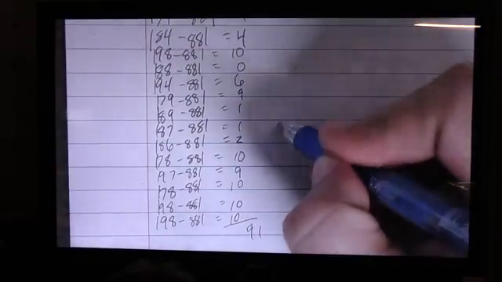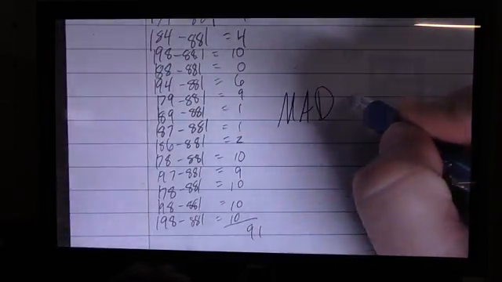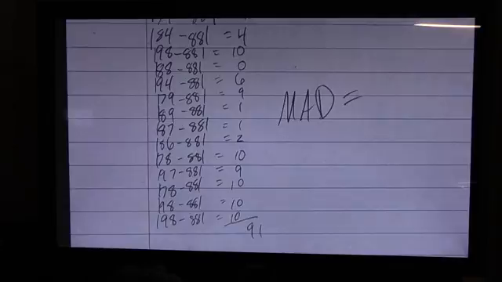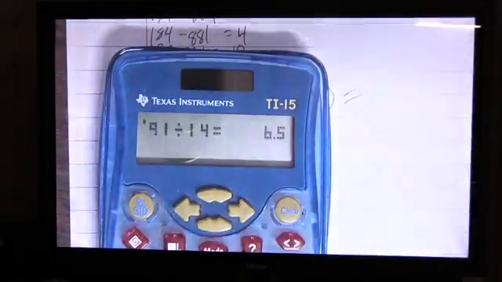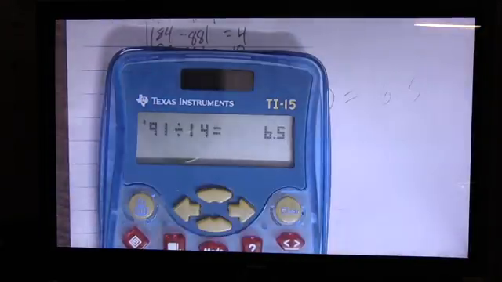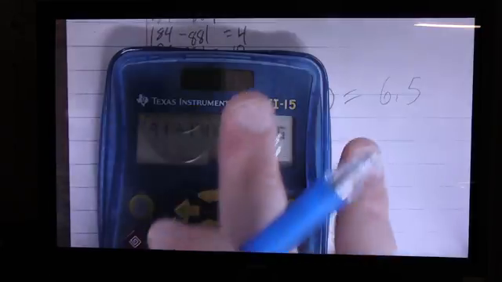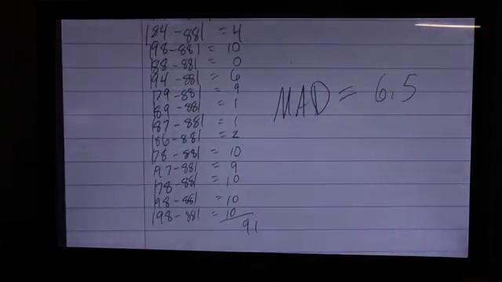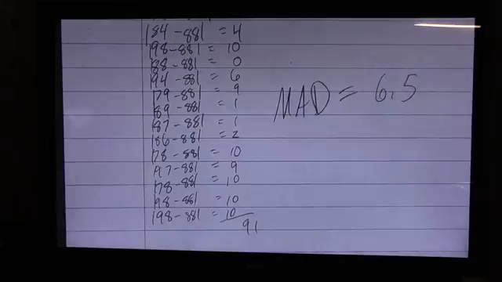Now to find the mean absolute deviation, I have to divide 91 by 14. Okay. When I divided 91 by 14, it gave me 6.5. So the mean absolute deviation is 6.5.